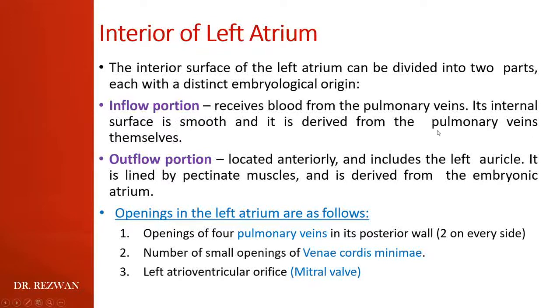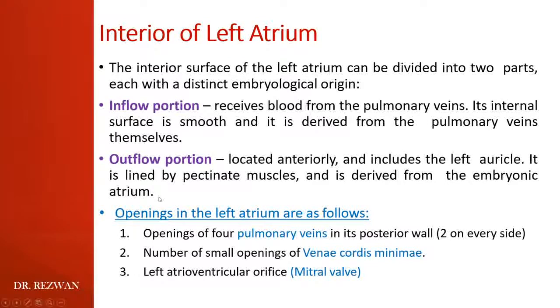atrium is developmentally coming from the 4 pulmonary veins, whereas the outflowing part, which is actually rough, located anteriorly, includes the left auricle. It is lined by the pectinate muscles that are present within the left auricle, and embryologically it is derived from the embryonic atrium, the left half of the primitive atrium, we can say.